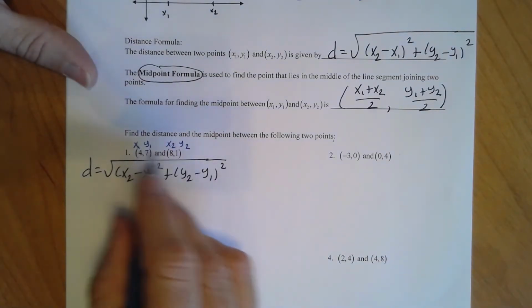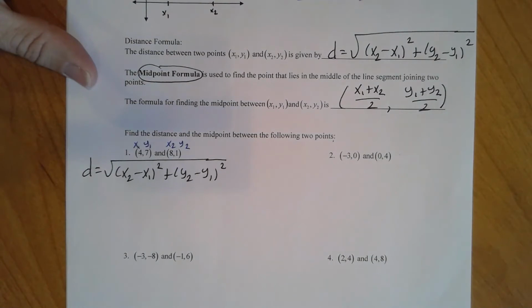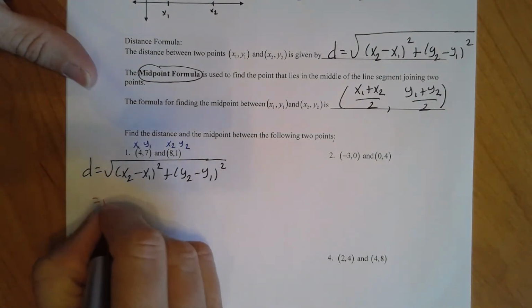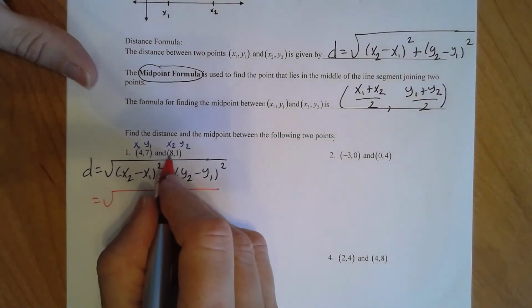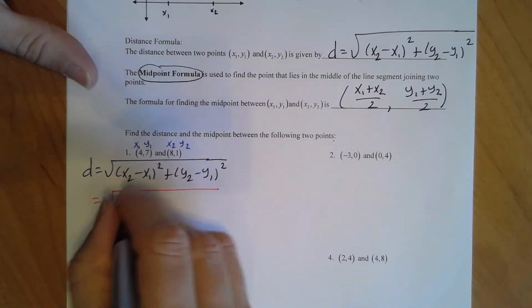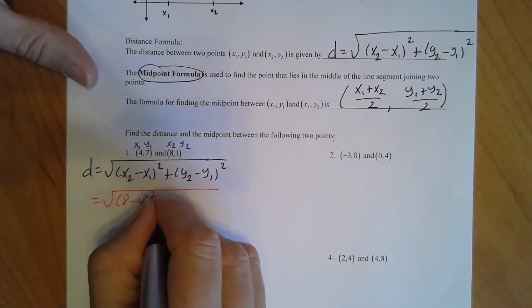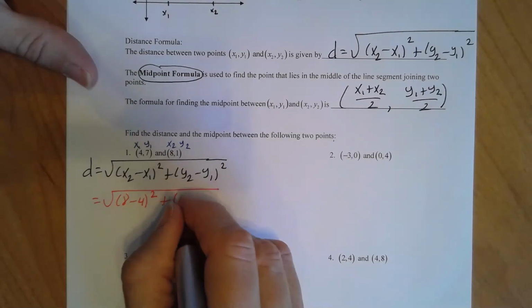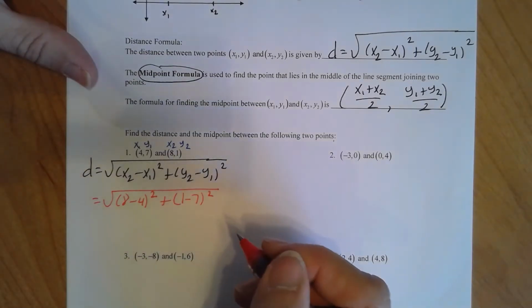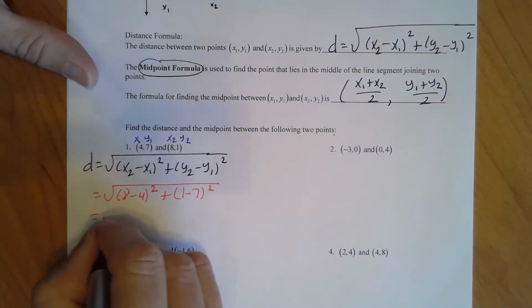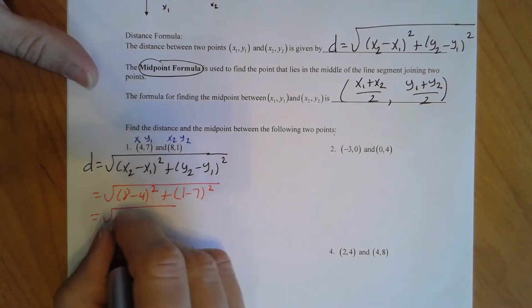So this is my first point, this is my second point. And now I'll plug them into my formula. Make sure you go in the right order. Here's x2, so you're going to have 8 minus 4, don't forget to square it, plus y2 is 1 minus 7 quantity squared. So that's going to give you 8 minus 4, which is 4.